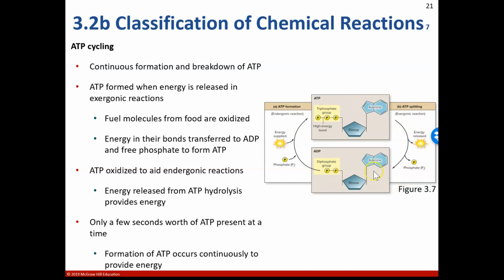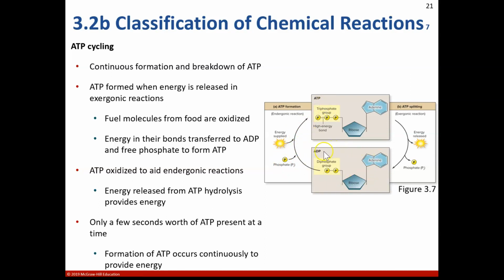Our ATP is going to be formed when energy is released in exergonic reactions. So we could see that we are starting with ADP over here. Once again, di, meaning we have 2 phosphate bonds, diphosphate, right? And when we are trying to turn into ATP, we have that energy that's being supplied. Fuel from molecules coming from our food that are oxidized, and the energy within the bonds transfer to ADP and that free phosphate in order to form ATP.